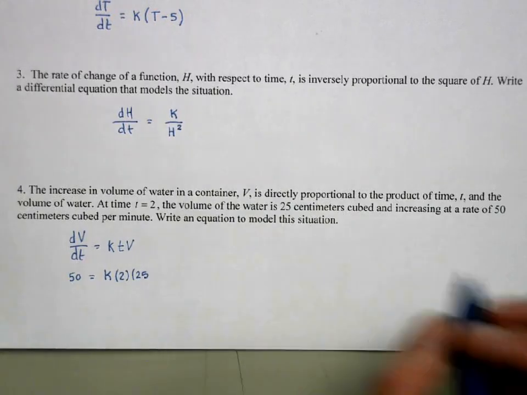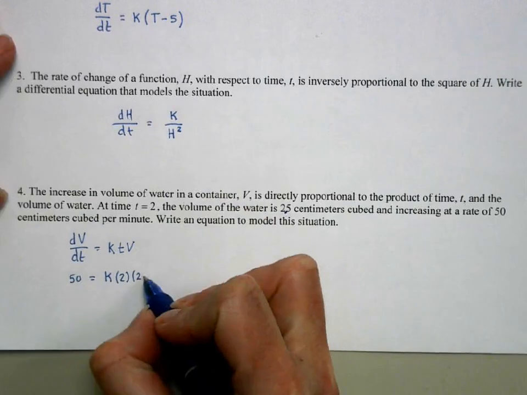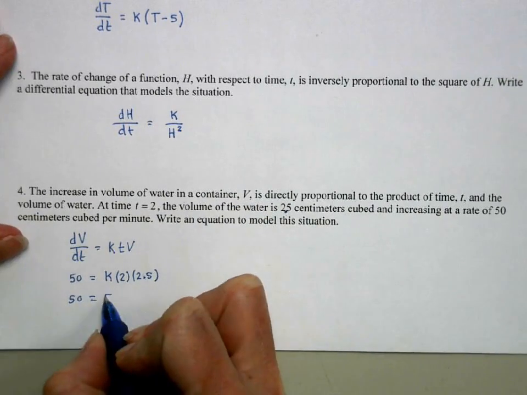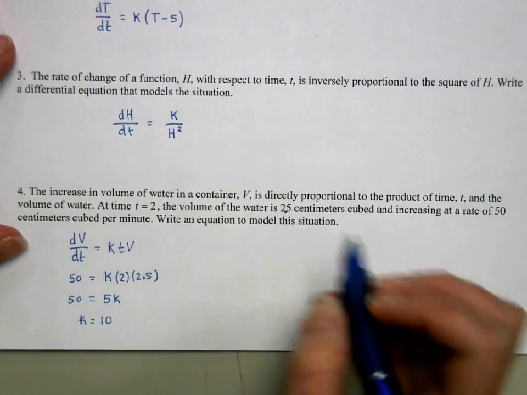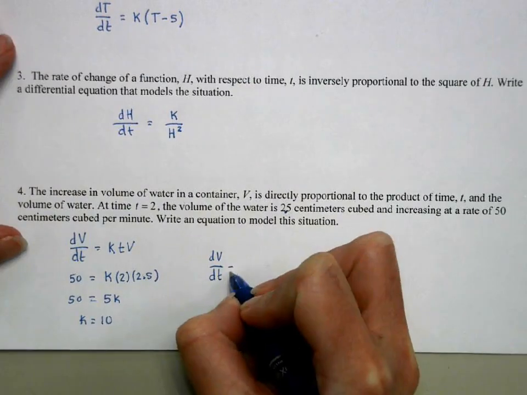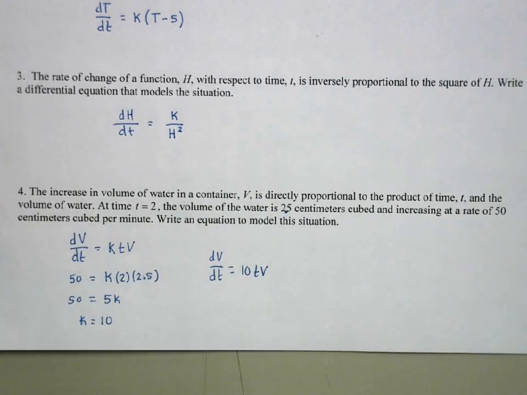Sorry, I have a typo. I meant this to be 2.5. So this is going to be 2.5 here. So we have 50 equals 5 times k. So my k is 10. So my final differential equation is going to be dV dt equals 10tV. So this is your introduction to differential equations and how we can set up equations to model different situations.